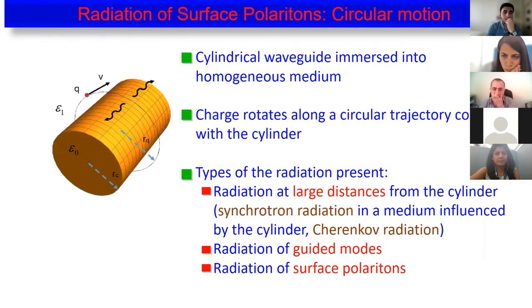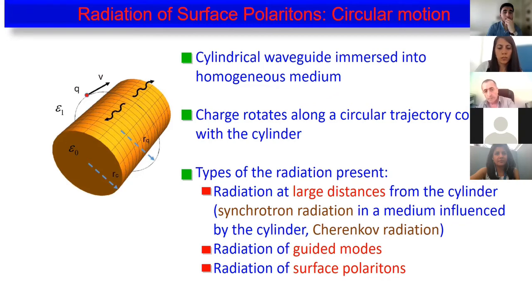So the first problem, as I said, is the following. Here the geometry is presented. We have some dielectric waveguide with the electric permittivity epsilon 0, and this waveguide is immersed in a homogeneous medium with permittivity epsilon 1. In particular, you can have a vacuum as an exterior region, and our point charge q rotates along a circular trajectory along the dielectric cylinder. Here we can have three types of radiation. The first one is the usual synchrotron radiation in the exterior medium, and this synchrotron radiation can be essentially influenced by the presence of the dielectric waveguide, and we have some work related to this topic.